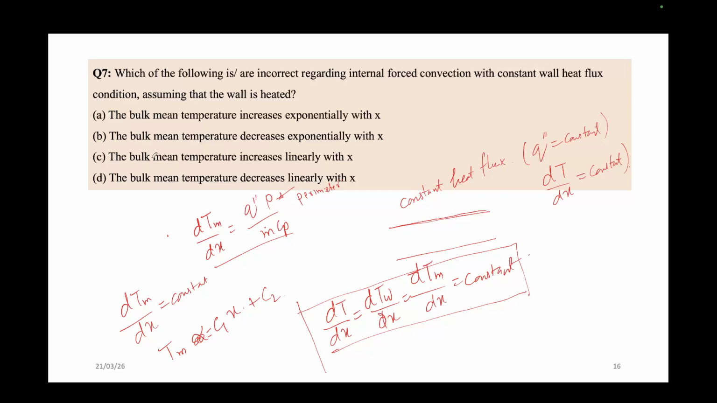So this is correct, but the question said which of the following are incorrect. So bulk fluid temperature is exponential. It is not correct, but as it is asked which are the incorrect options, in this context it is the correct option. Similarly, B is the correct option, and D is also a correct option because the bulk mean temperature increases, right? Any confusion up to this? Please let me know. Can I move to the next one?